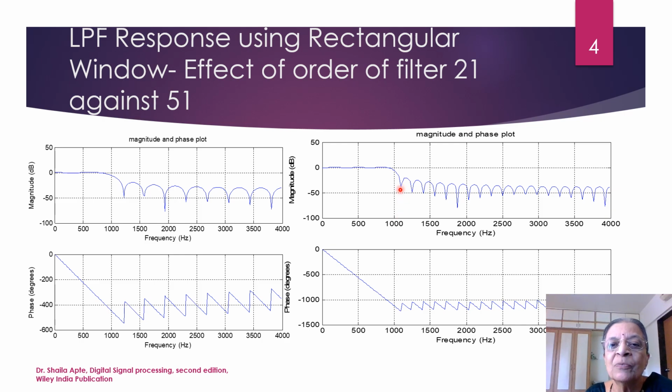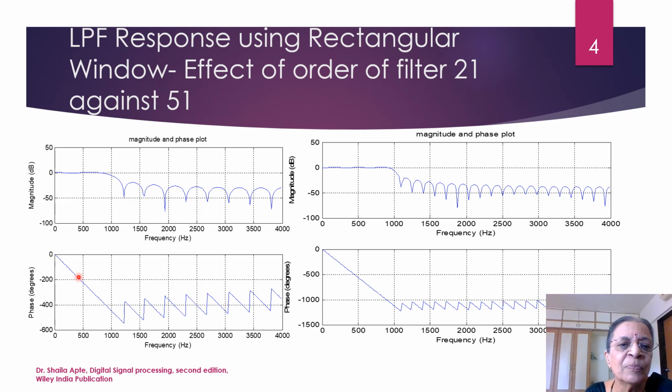Here the frequency response comes down at 1100, and here it comes down at around 1200 or 1250. So the transition width is reduced in this case if you increase the filter order from 21 to 51. But what happens to the side lobe amplitudes? Side lobe is remaining at the same level, and in fact the side lobe frequency has increased. There are more lobes appearing in the stop band.